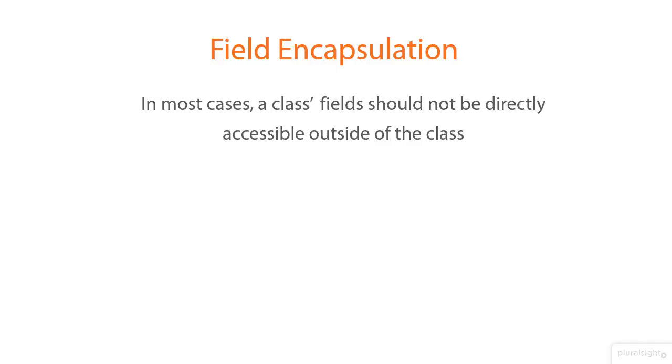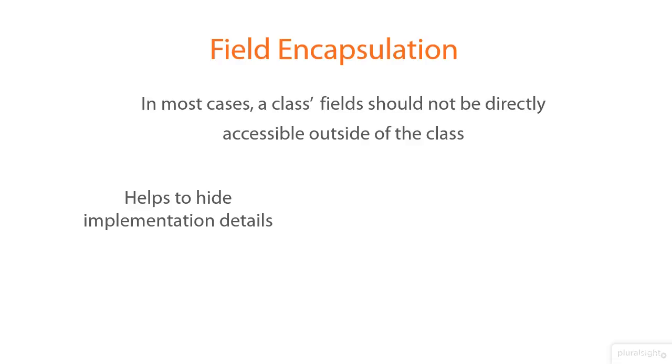Most of the time, we do not want to allow access to the fields within our classes from outside of that class. We want to hide those kinds of details because the fields are a very fundamental, very low-level part of the way a class solves a problem. And they're very likely to change over time. So we don't want to have those details exposed outside of the class.